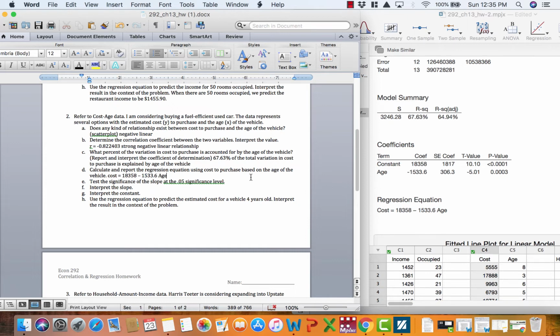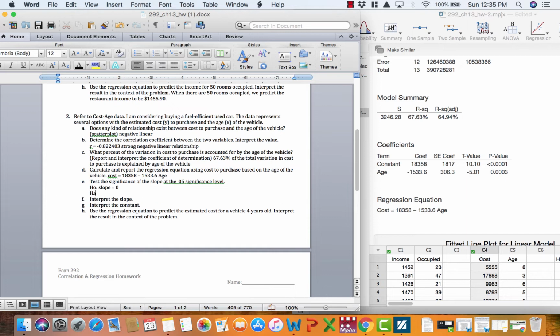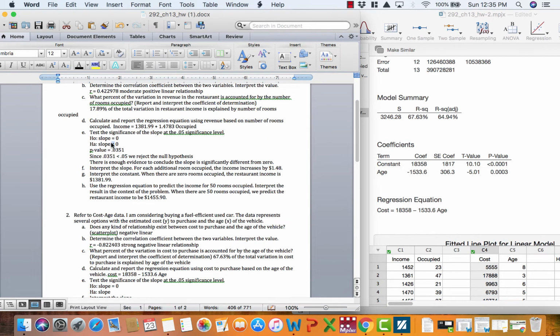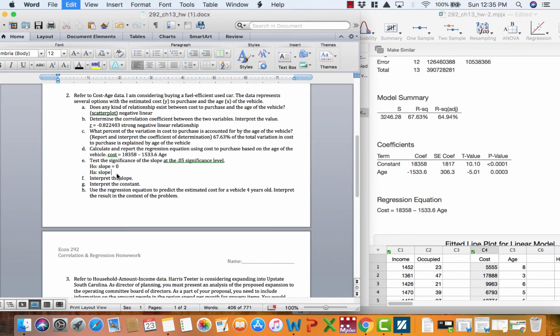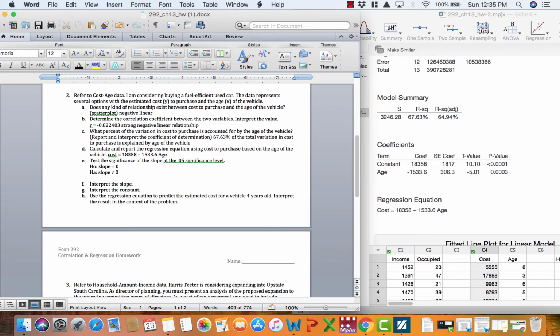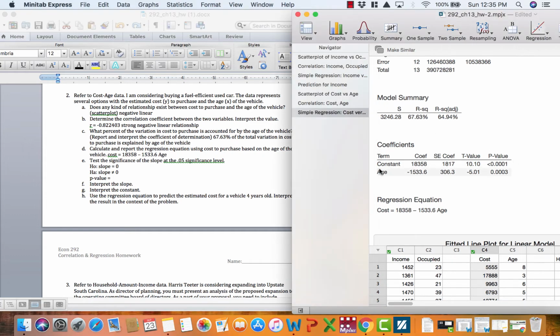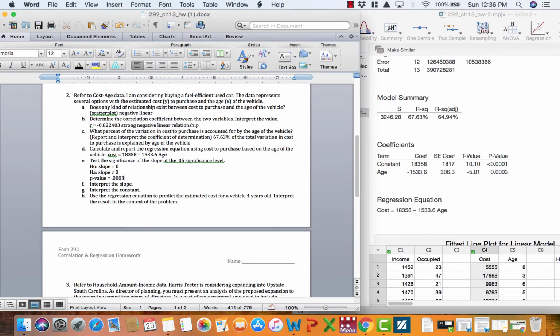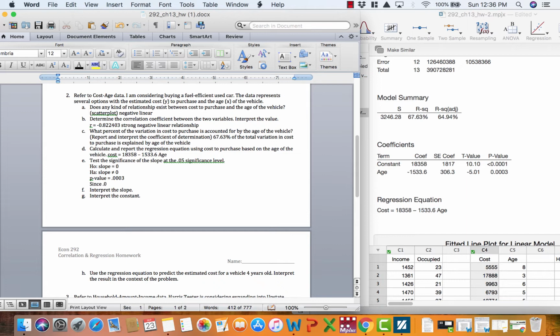Test the significance of the slope. We have the null is slope or beta equals 0 versus an alternative of slope or beta not equal to 0. We need our p-value. So we go to our coefficients table in Minitab and we look at age and scroll over to the p-value of 0.0003. Since 0.0003 is clearly less than 0.05, we reject the null hypothesis.